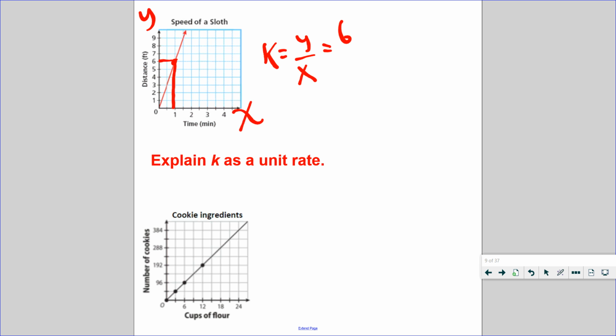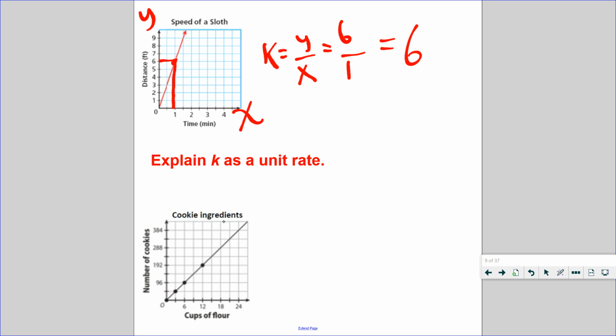Speed of a sloth. A sloth is one of the slowest animals in the world. It goes 6 feet in 1 minute. That's really slow. So 6 divided by 1 is 6. So the constant proportionality is 6. So explain that. It does 6 feet per minute, 6 feet every minute, 6 feet in 1 minute.